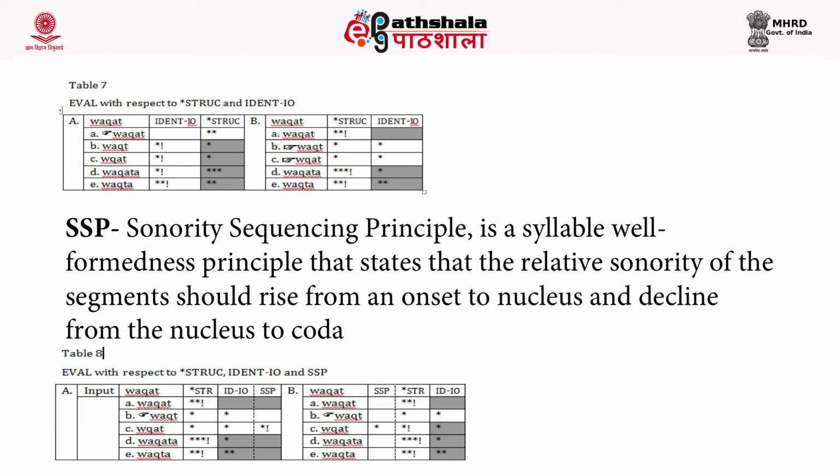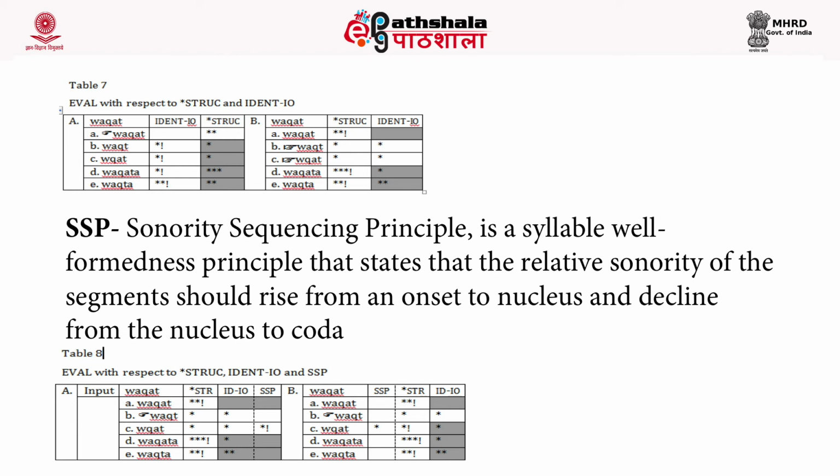So basically what is happening in C is it is declining from the onset. It's declining and then rising. So the sonority is getting hampered there. So by introducing it, we get the optimal candidate in B as Vakt and A remains the same as Waqt. So basically what we do is SSP and no structure, we are going to unrank them, that they are not ranked, they are on the same plane. So finally we got Waqt because C gets rejected on violating SSP.